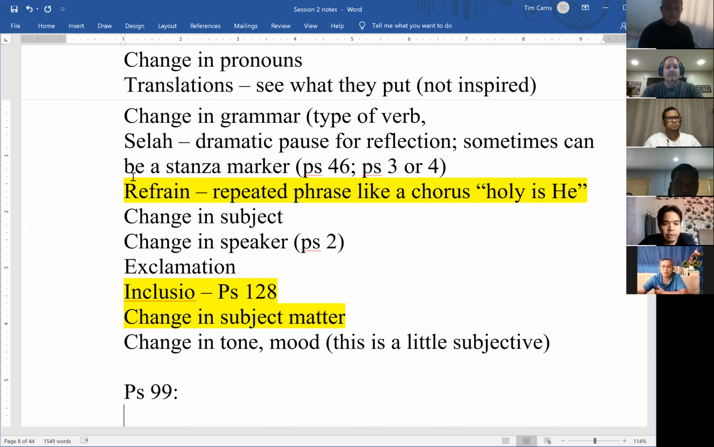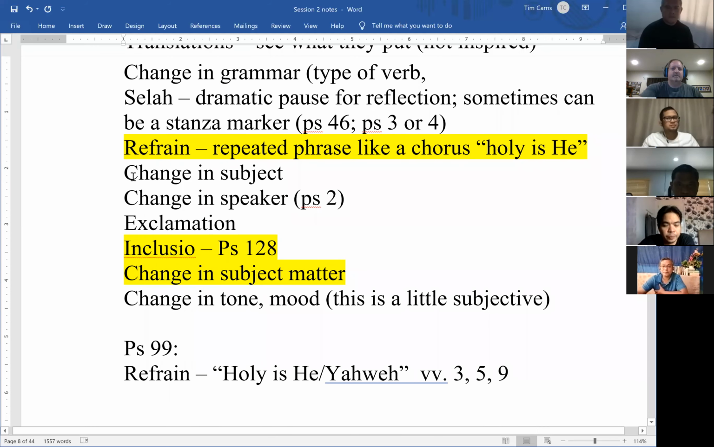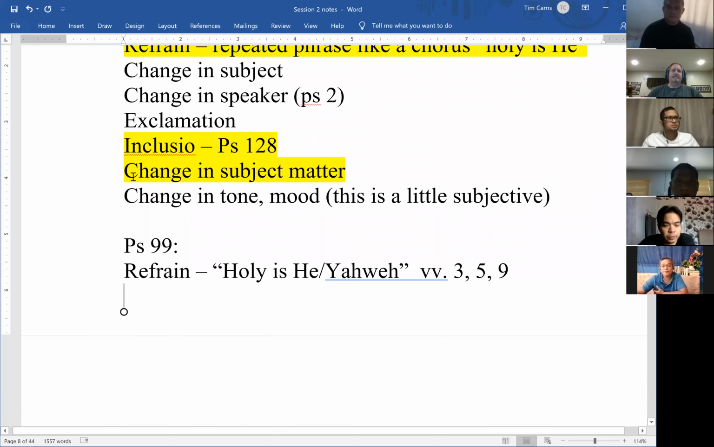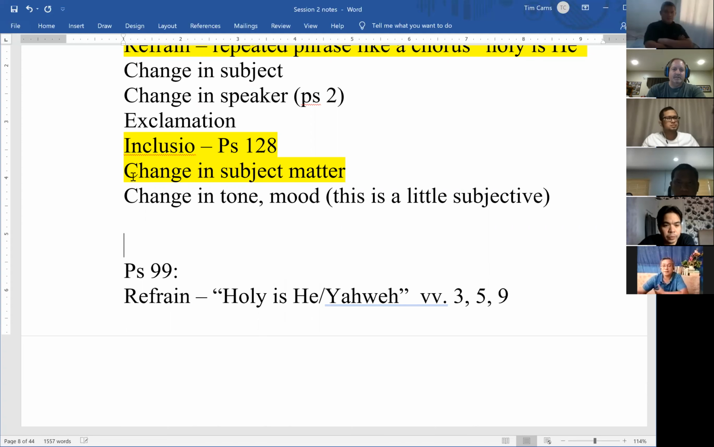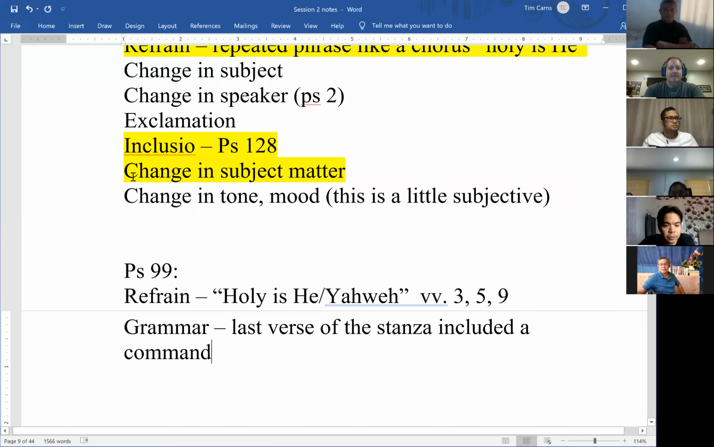The refrain. The refrain's a big one, right? Holy is he, or holy is Yahweh. That's in verses 3, 5, and 9. What else? We talked about this last week. The grammar. Yeah, you remember that little distinction in the grammar? Remember the last verse of the stanza included a command. But the earlier verses, indicative, imperative.